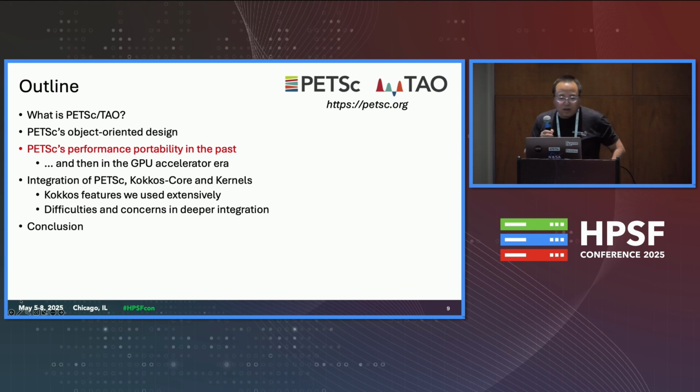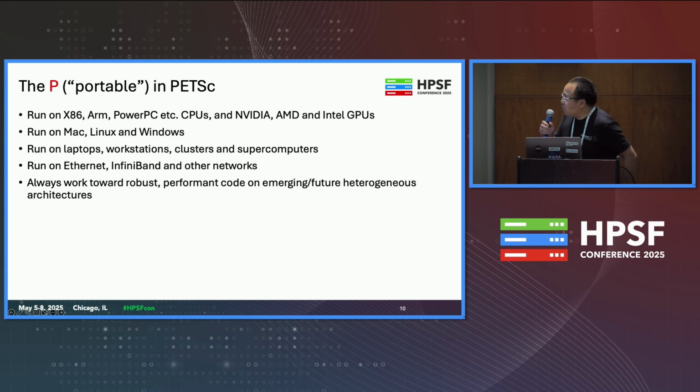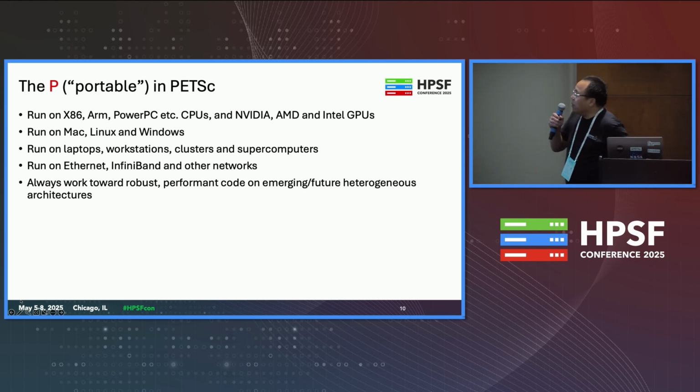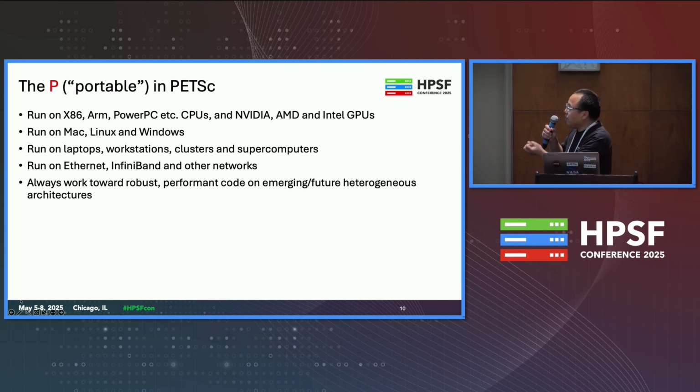So then how did PETSc come to Kokkos? PETSc is performance portable, but by that I mean PETSc can run on various CPU architectures or GPU architectures now, and PETSc can run on different operating systems, laptops, workstations, supercomputers, and different networks. PETSc always works towards robust performance code on emerging hardware.